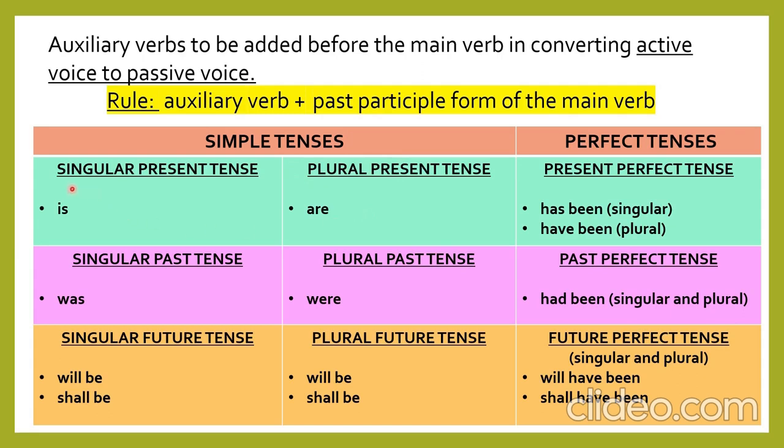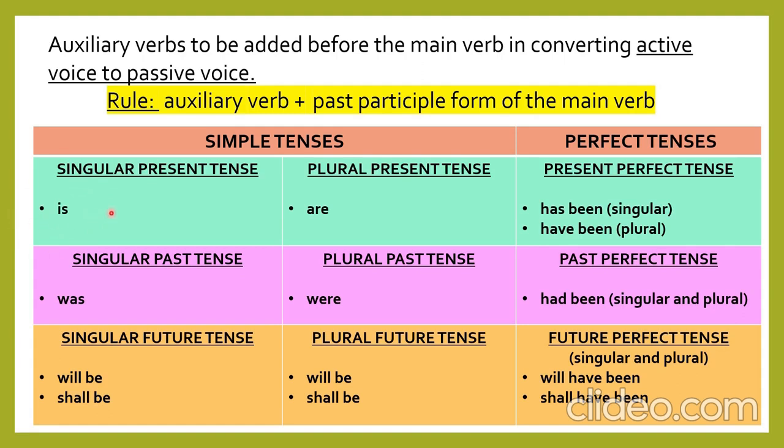Now, what do we mean by singular present tense? We use the auxiliary verb is if it's a singular present tense. Let's say, for example, the bicycle is broken. The subject in the sentence, the bicycle is broken, is bicycle, and bicycle is only one. So the subject is singular. So we're going to use is because bicycle is only one.